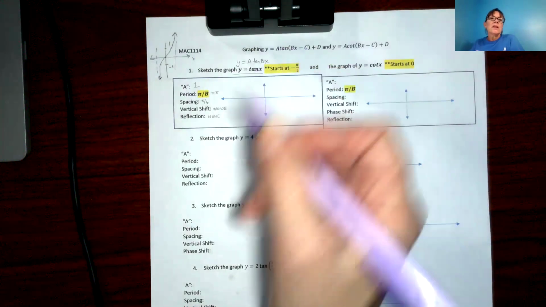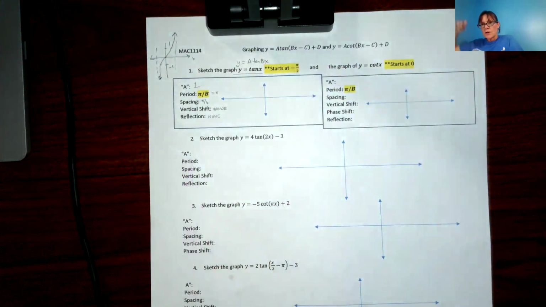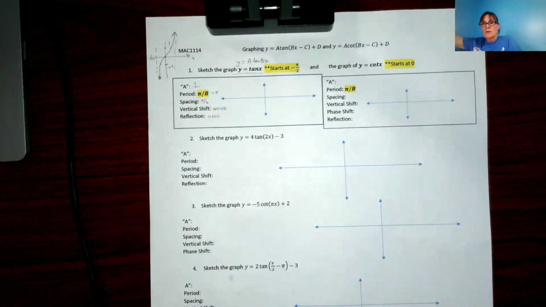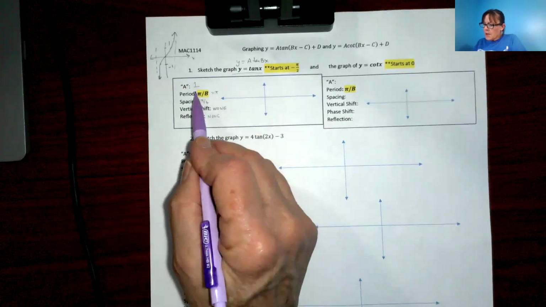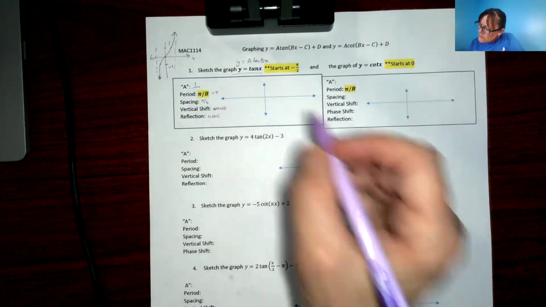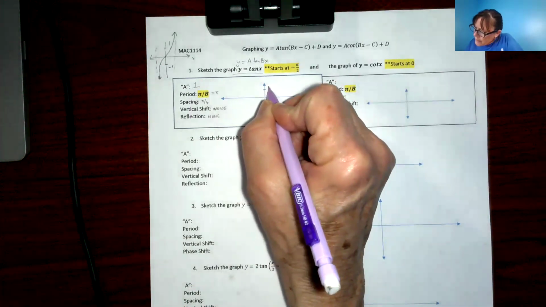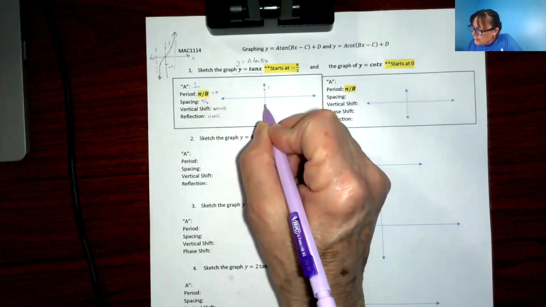We can see that the value of a could definitely vertically stretch this if a was very large. The value of a could shrink it. If it was like 1/2, it wouldn't go up as much. It would be more squatty. And the frequency, the period, if it was changed, would tell us how often it would cycle. So this is the typical tangent graph. A is 1, so we're going to go up 1, down 1.